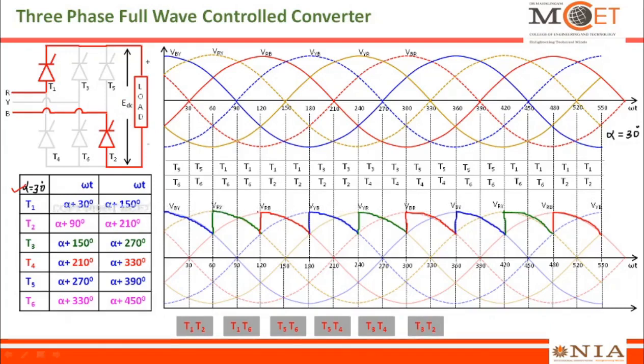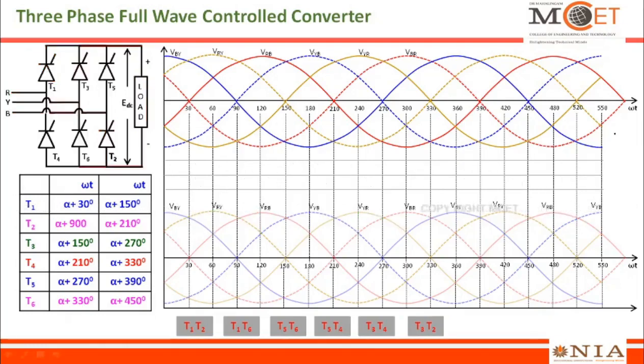Now let us see what is happening when alpha is equal to 60 degrees. So let us go for that. Now let us try to draw the load voltage for alpha equal to 60 degrees. I am going to draw the firing pulse for the positive group of thyristors in the top box and the negative group of thyristors in the bottom box.